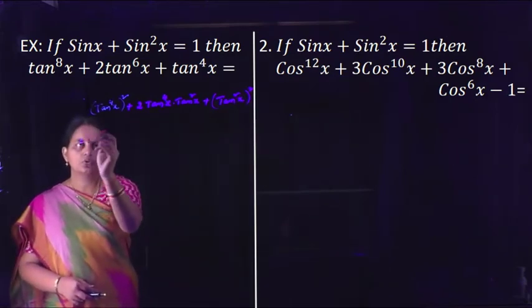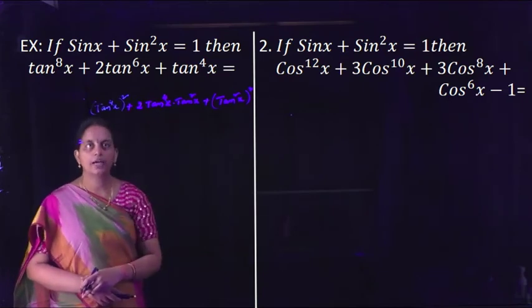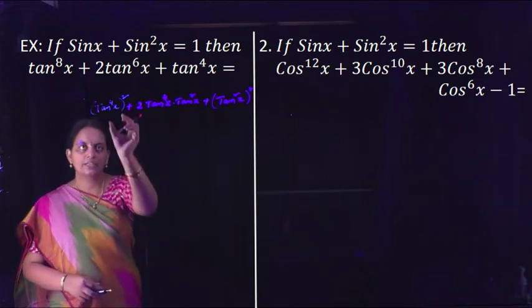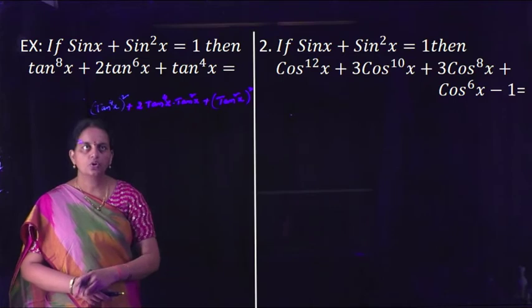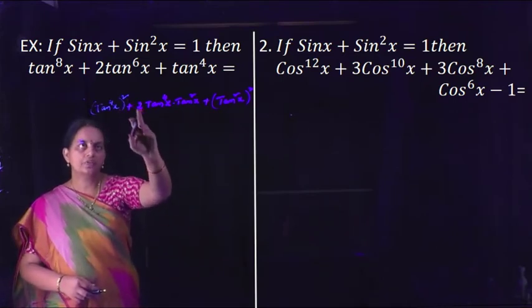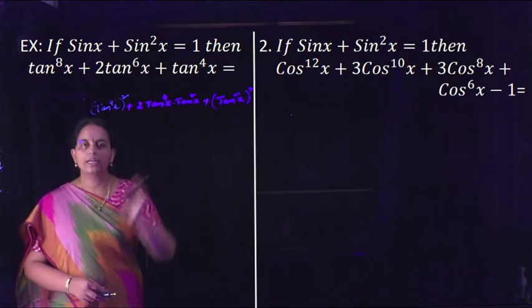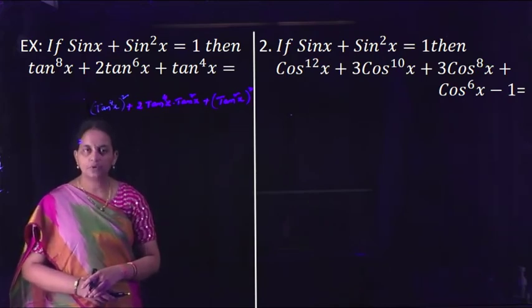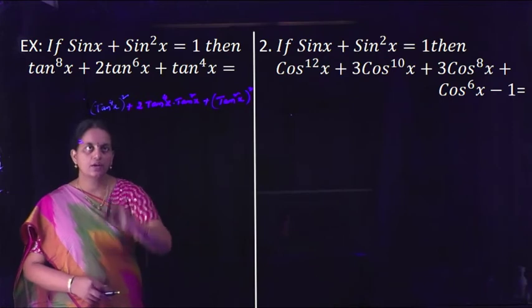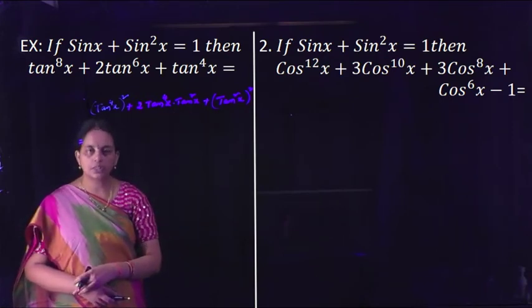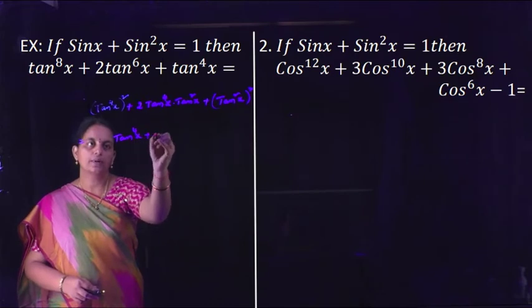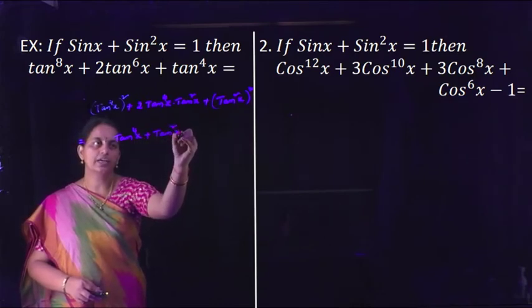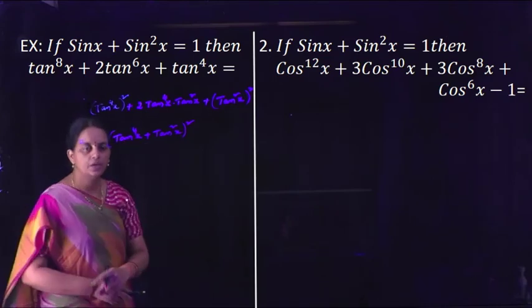So this total equation in the form of tan power 4x whole square, let tan power 4x is equal to a and tan square x equal to b. So this is in the form of a square plus 2ab plus b square. A means tan power 4x, b means tan square x. A square plus 2ab plus b square means a plus b whole square. Here a means tan power 4x plus b means tan square x, whole square.